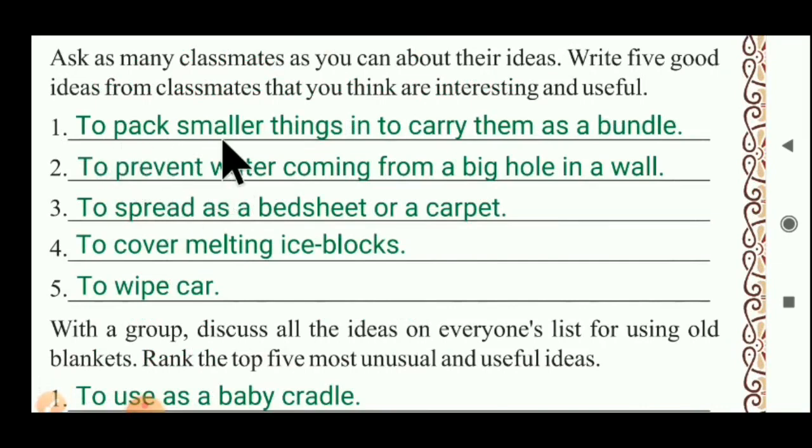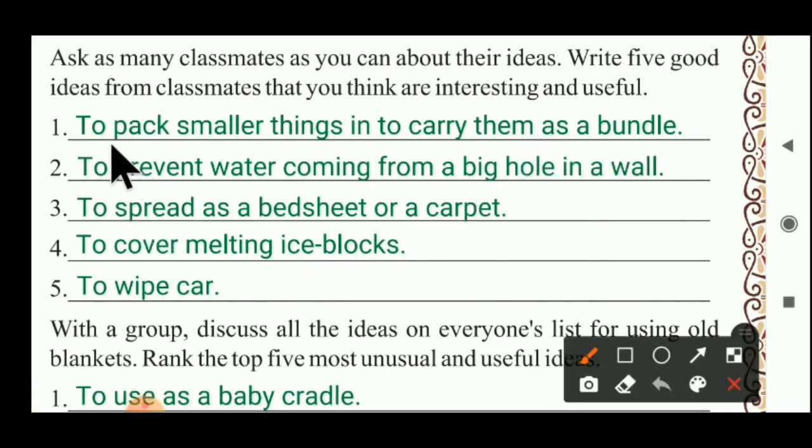To pack smaller things in it to carry them as a bundle. He uses that blanket to pack smaller things in it and carry them as a bundle, as a carry bag, making a bag from that blanket and using it to carry smaller things. First idea is to pack smaller things to carry them as a bundle here.